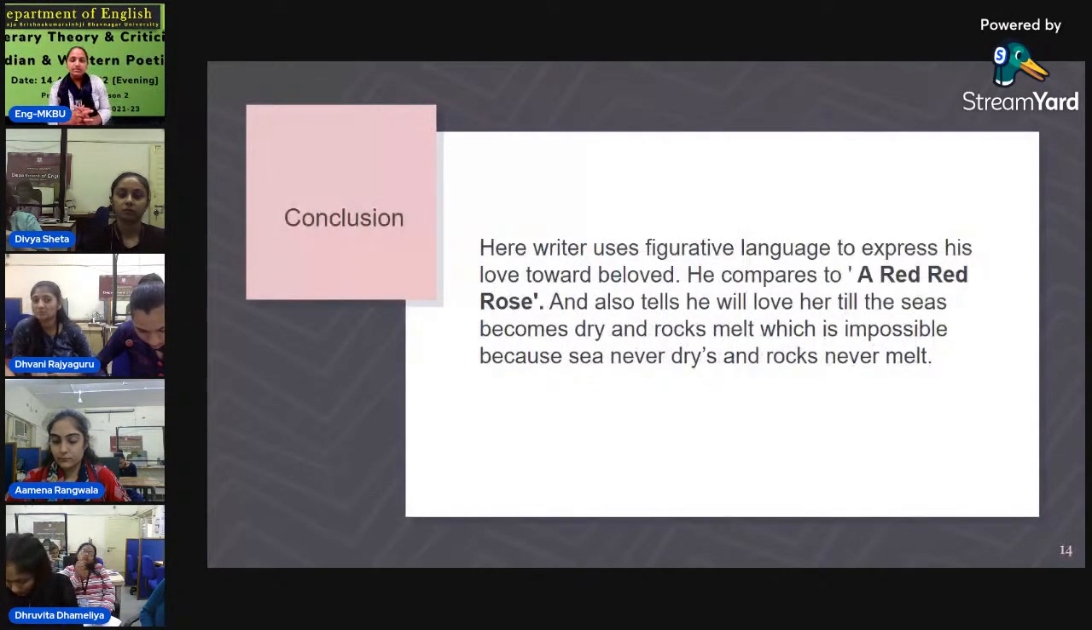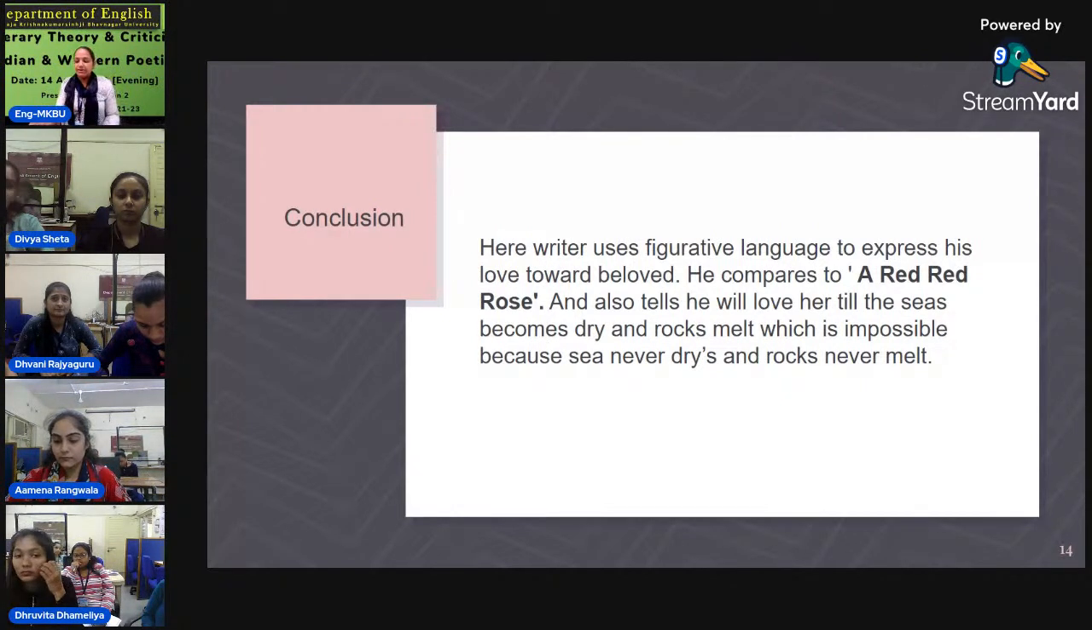And last, the conclusion. Here the writer uses figurative language to express his love towards his beloved. He compares her to a red rose and also tells her he will love her till the seas are dry and the rocks melt, which is impossible because seas never dry and rocks never melt.